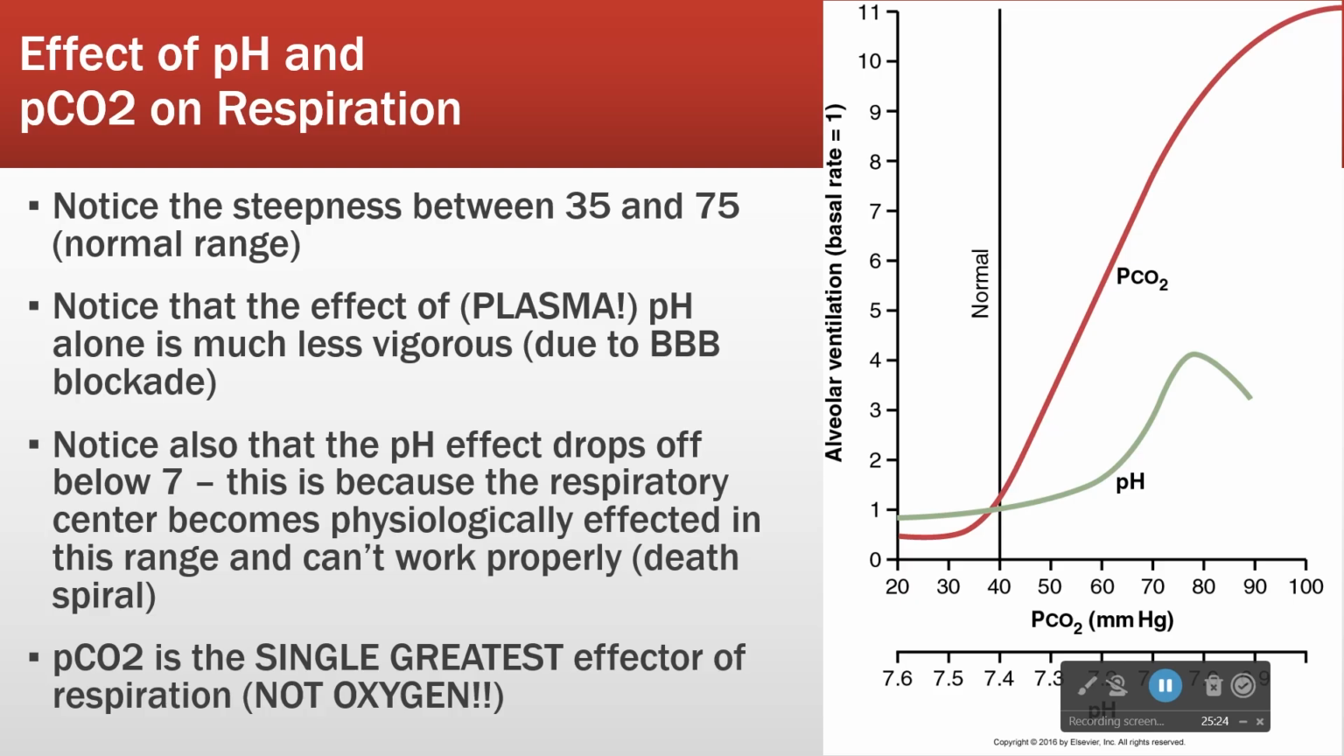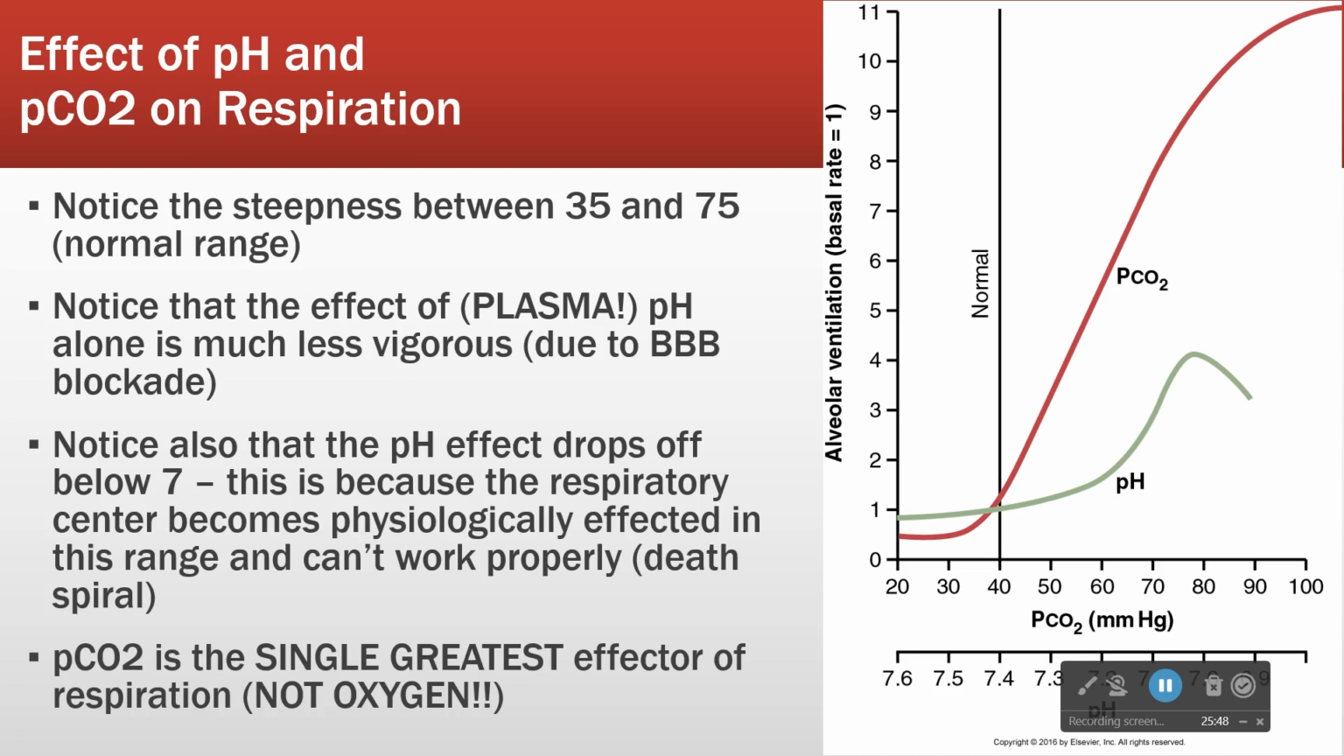Okay, what are we looking at here? Right, we have pH along the bottom, PCO2 on the X, so we have sort of two X's because we have two lines. And then along the Y, we have alveolar ventilation. Read that as respiratory drive, right? How vigorously is the DRG moving air?